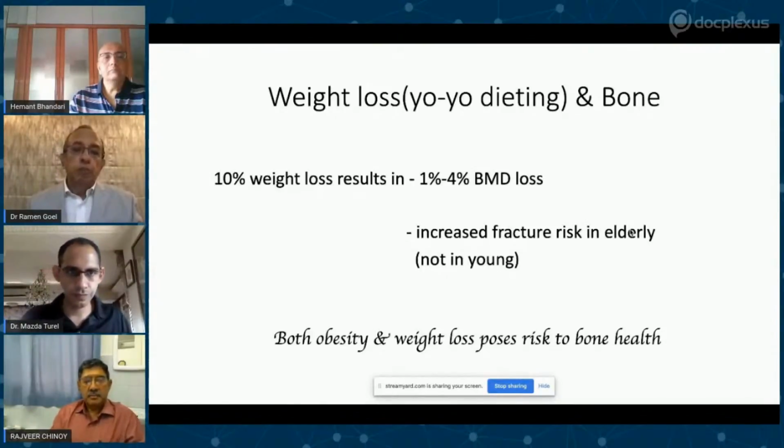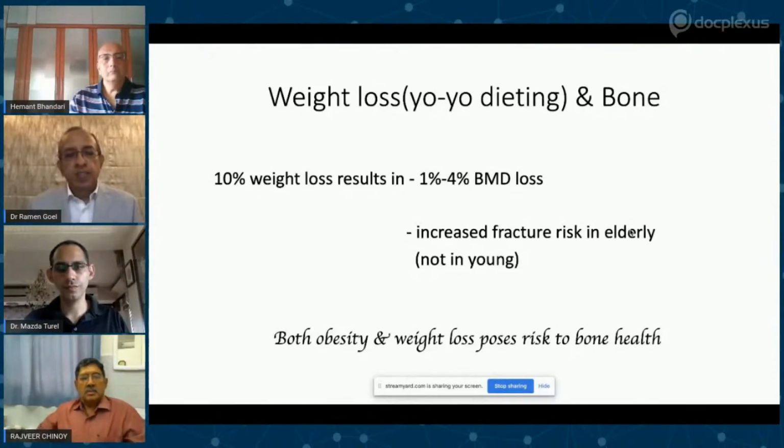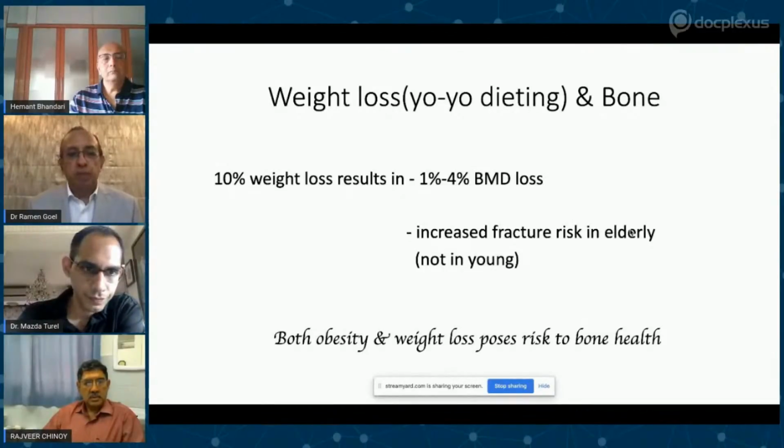Right. So, both obesity and weight loss are risk factors to bone health. And this is important to realize that you need to have a homeostasis or maintain your weight in a healthy zone. And as the orthopedic surgeons, both of them are saying that try to exercise regularly so that the bones become strong. It's not about the muscle. So now this shows that there is an increased fracture risk in elderly when they have weight loss. As you have mentioned initially, osteoporosis increases with age.